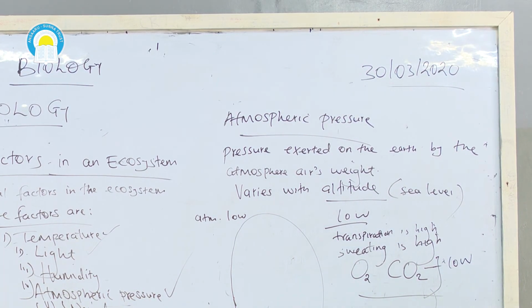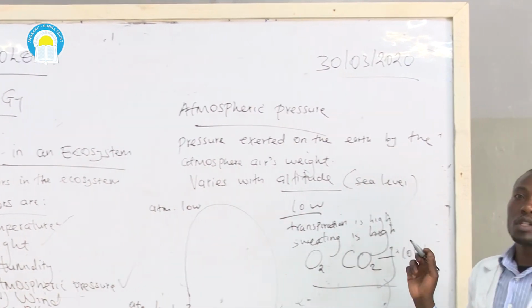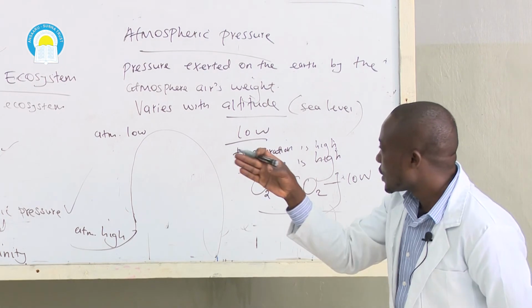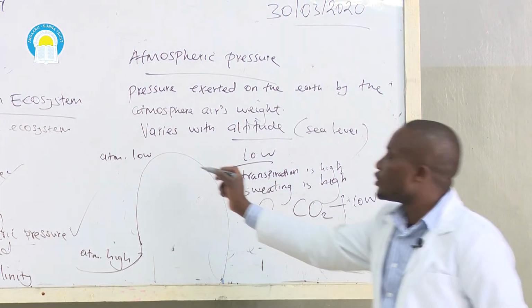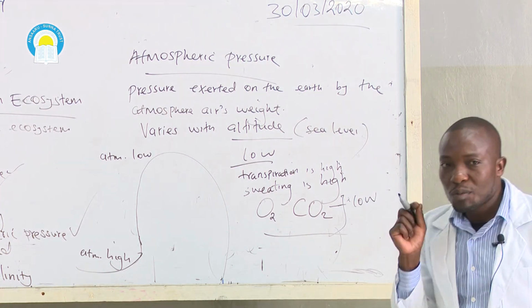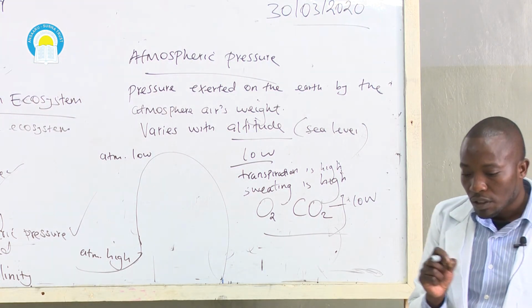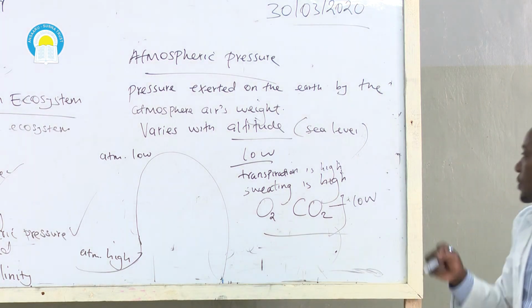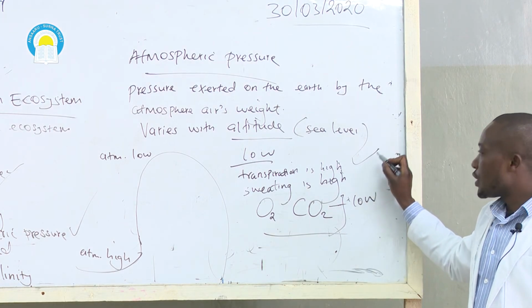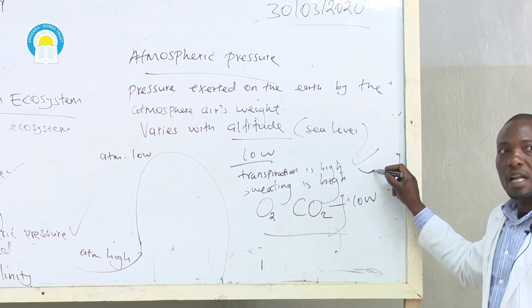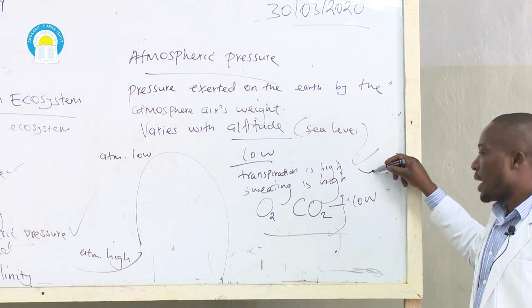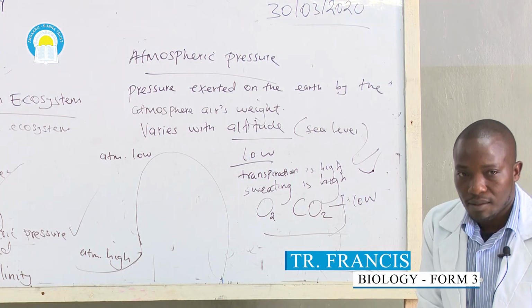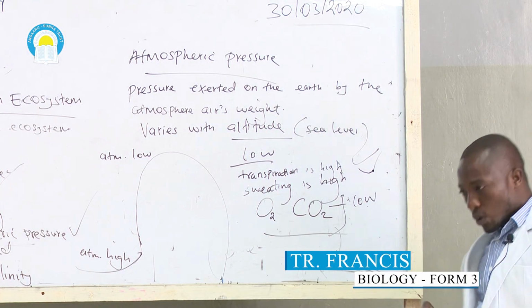I'm saying atmospheric pressure is the pressure exerted on the earth by the atmospheric air's weight, and it varies with altitude. What is altitude? The height above sea level. So at high altitude areas, for example at the top of a mountain, the atmospheric pressure is low. And when atmospheric pressure is low, the rate of transpiration will be high. Sweating from the body surface, evaporation and the general water loss from the body will also be high. The concentration of respiratory gases will be very low.